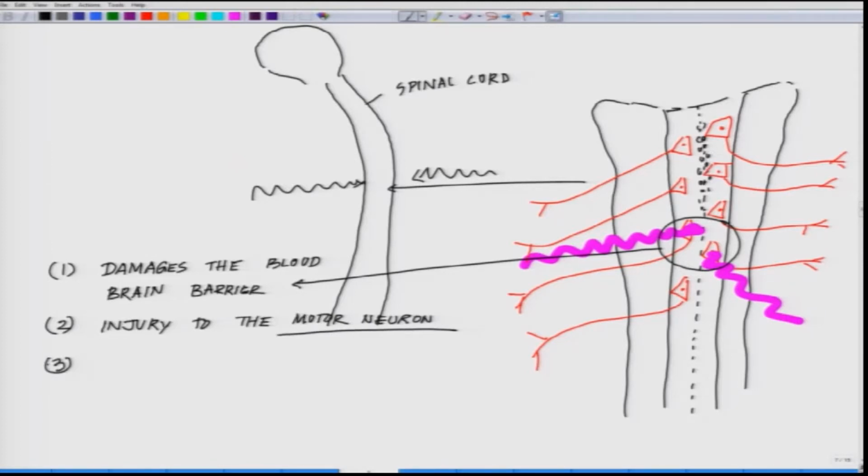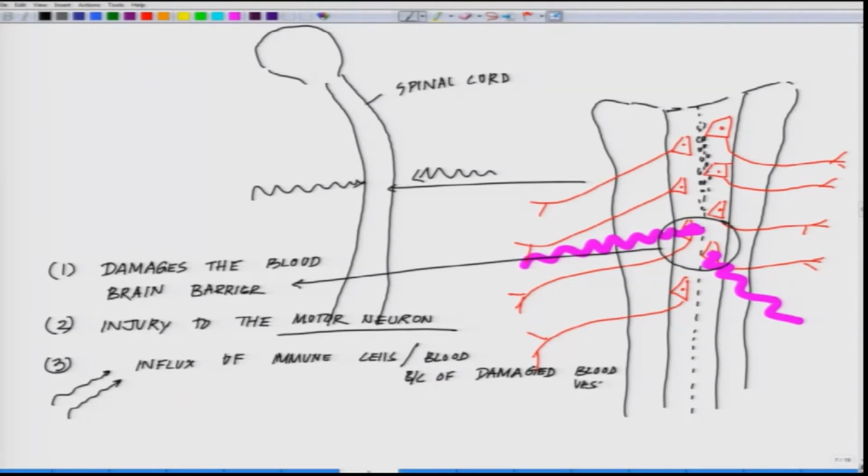The third important thing that happens is, because of the damage of the blood-brain barrier, there is an influx of immune cells which arise from the blood because of damaged blood vessels.